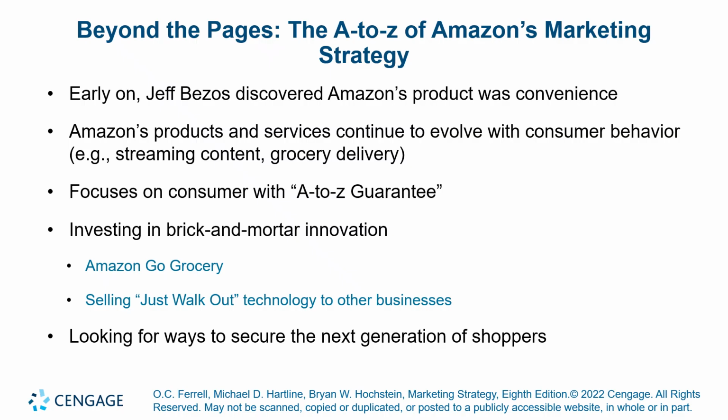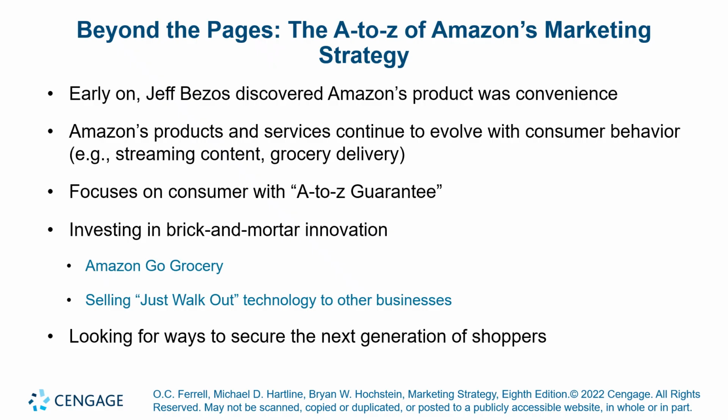Also, beyond the pages, let's look at Amazon's marketing strategy from A to Z. Early on, Jeff Bezos discovered Amazon's product was convenience. First, he thought that it was just the convenience of buying online, easy, right? Amazon's products and services continue to evolve with consumer behavior, like streaming content and grocery deliveries.